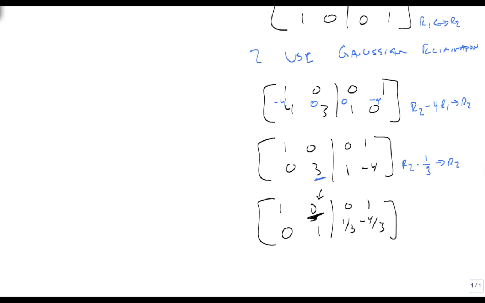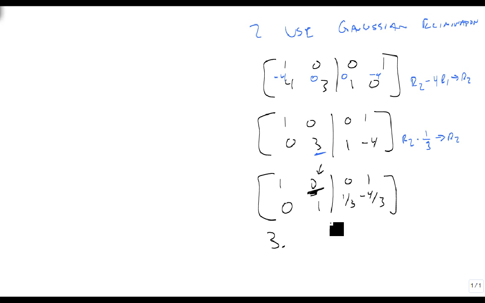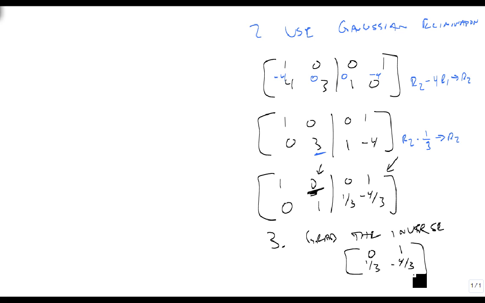This is done. So step 3 is to grab the inverse, which is the old augmented matrix. So my inverse is 0, 1, 1/3, minus 4/3. And now we can use what we've learned from Gaussian elimination to find inverses of larger matrices. For the 2 by 2, it ends up being roughly the same as which one you prefer doing. But as it gets bigger, using Gauss-Jordan elimination becomes much more important.